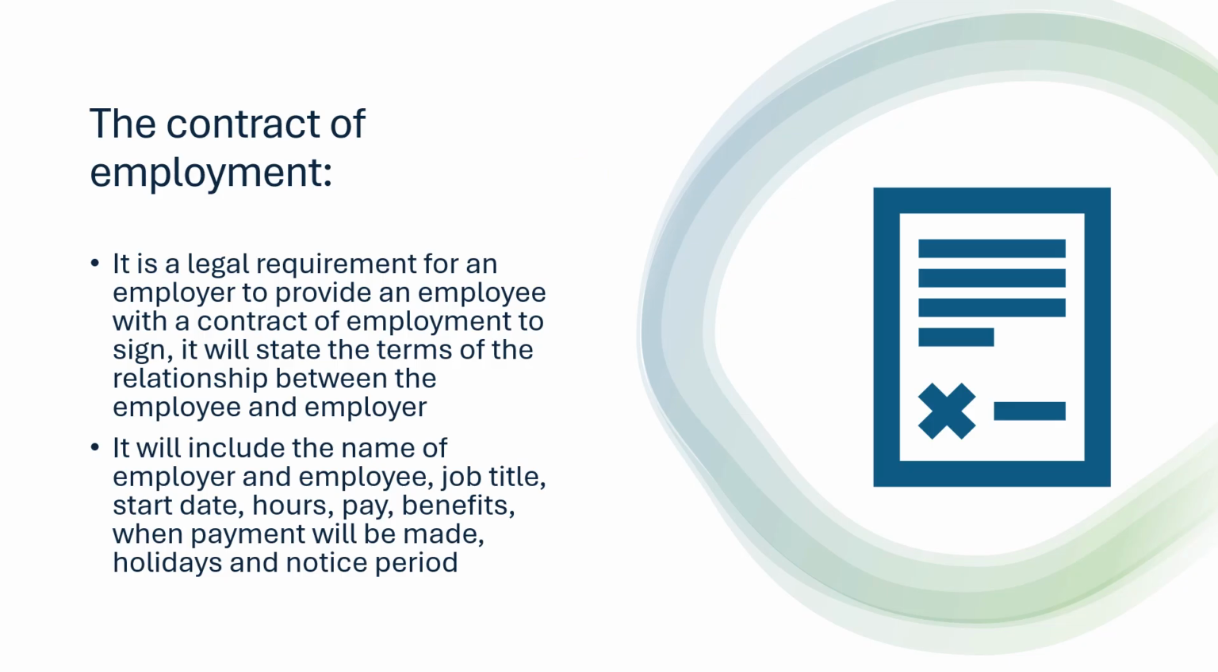The contract of employment. It is a legal requirement for an employer to provide an employee with a contract of employment to sign, and it will state the terms of the relationship between the employer and the employee. It will include the name of the employer and the employee, the job title they're going to have, their start date, their hours, their pay, their benefits, when their payment will be made, their holidays, and also their notice period.